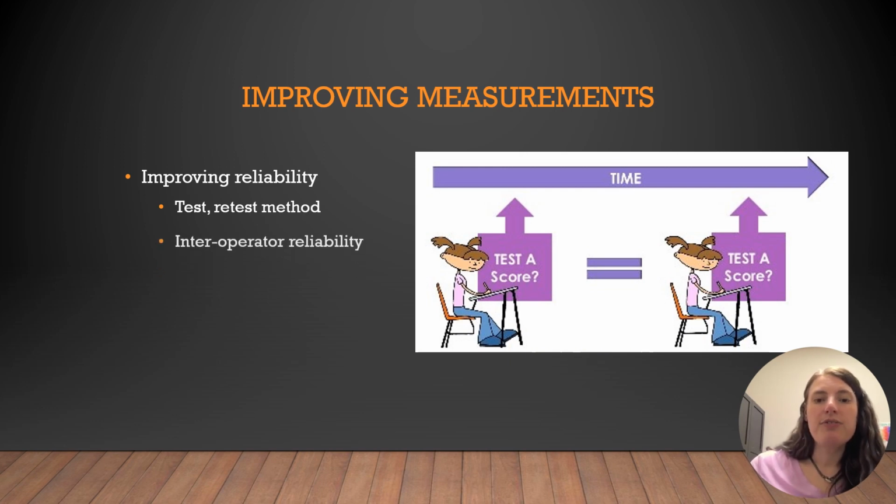You can also improve reliability through inter-operator checks. This means that if you are having multiple people analyze your data, you're going to double check a subsection of your population to make sure that both people that are analyzing it agree with one another's conclusions. If you come to different conclusions using the same data, then you know that you need to refine your test scoring methods.